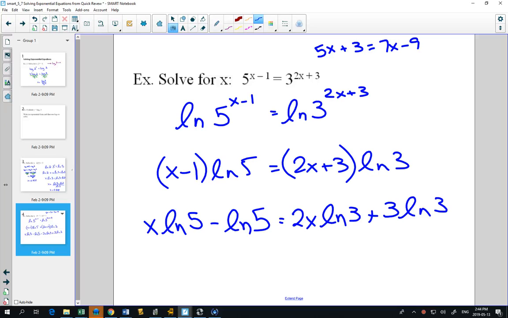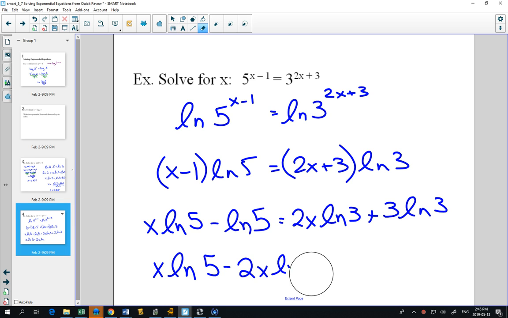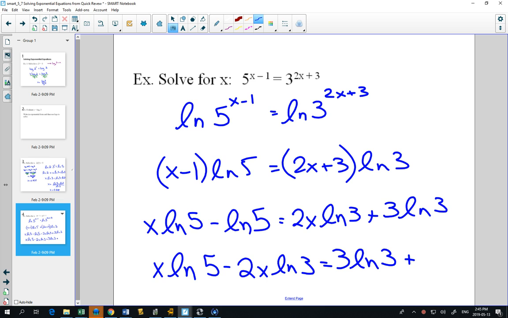I'll combine my like terms, move things over to the same side, right? You'd probably move your x's all to one side and your numbers all to the other side so you can combine them. Okay? We're going to do the same thing here. I'm going to get all my x's on one side. So I'm going to subtract 2x natural log of 3 on this side. And on the other side, I'm going to put all my numbers, 3 natural log of 3 plus the natural log of 5.